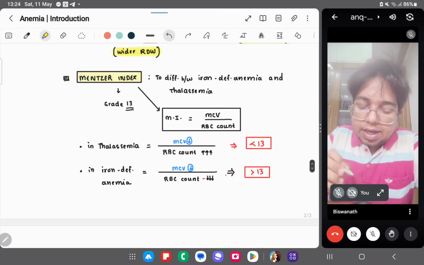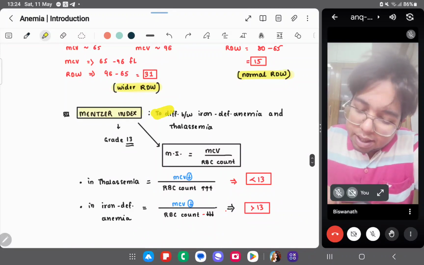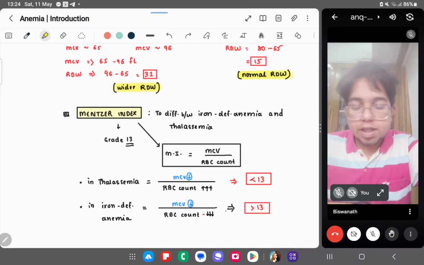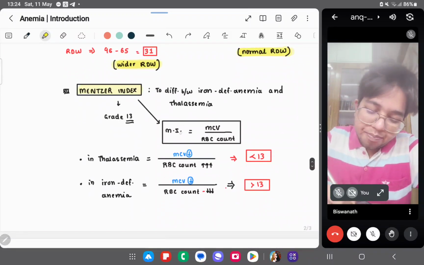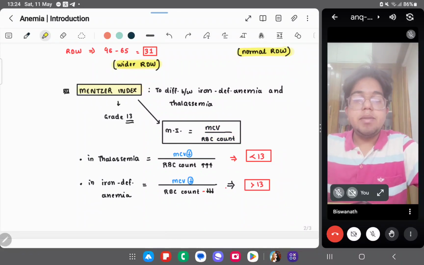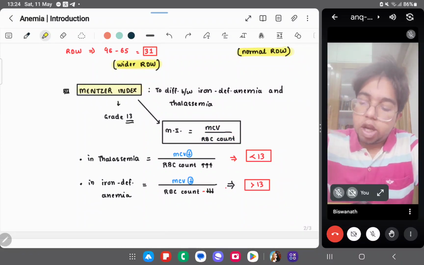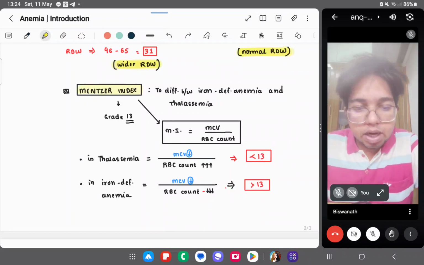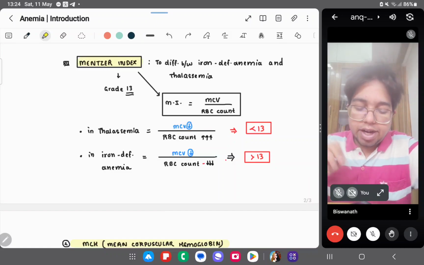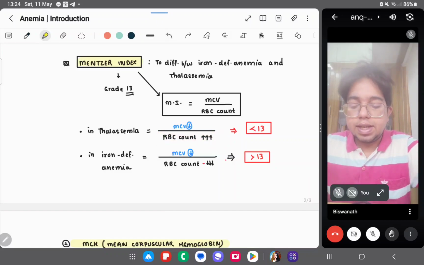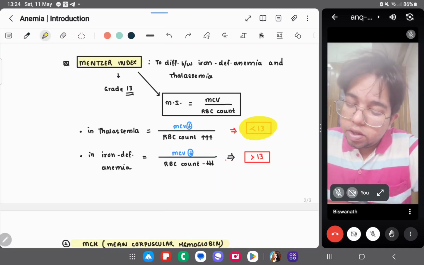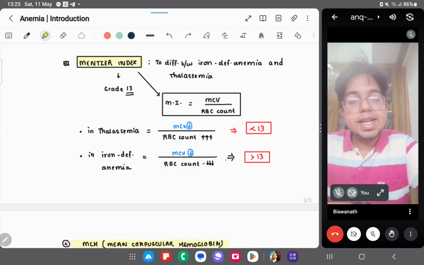Let's talk about the Mentzer index. The Mentzer index is used to differentiate between iron deficiency and thalassemia. Okay, so MI equals MCV divided by RBC count. So the volume per single RBC divided by the RBC count is the Mentzer index. In thalassemia, what happens? The MCV will decrease, okay, and the RBC count is increasing. We'll see how. So the Mentzer index will be less than 13.